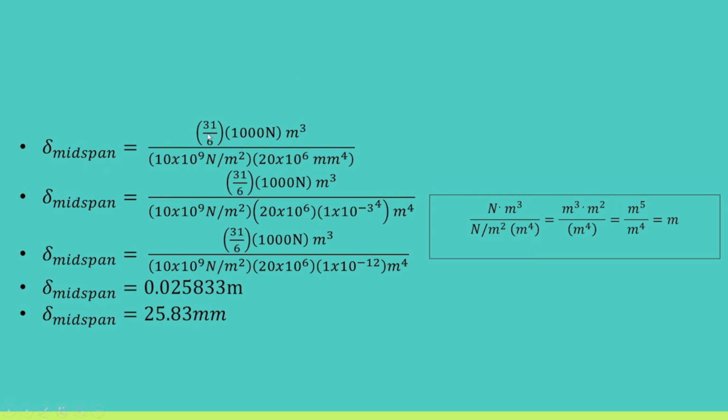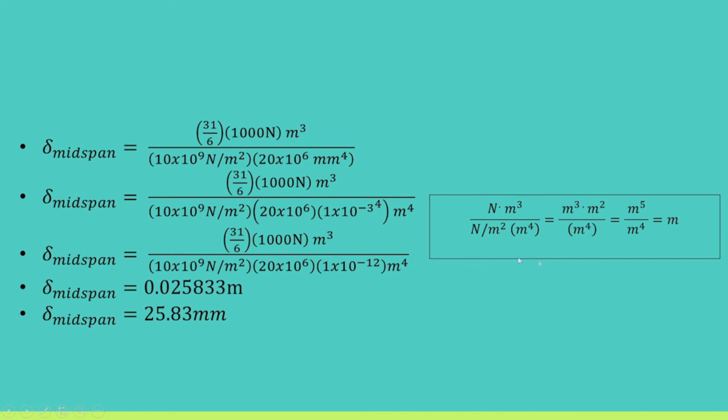To get the value of deflection in midspan, transpose the Young's modulus and moment of inertia to the other side. Then we get 31 over 6 kilonewtons meter cube over 10 gigapascal, which I use Newton over meter square, times 20 raised to the 6 millimeters raised to the fourth. And then we simplify the millimeter to the quantity of 1 times 10 raised to negative 3, then raise it to the fourth power to make the unit of meter raised to the fourth. And then simplify the two exponents, negative 3 and 4, which we will be multiplying since negative 3 is raised to the fourth power.